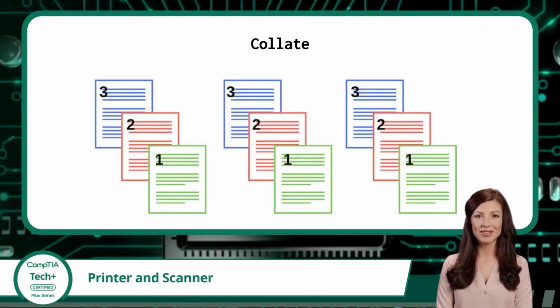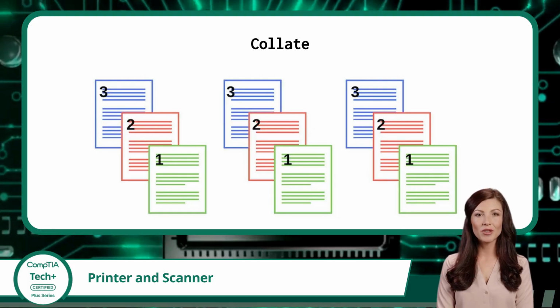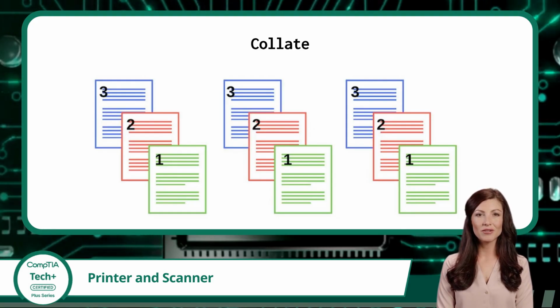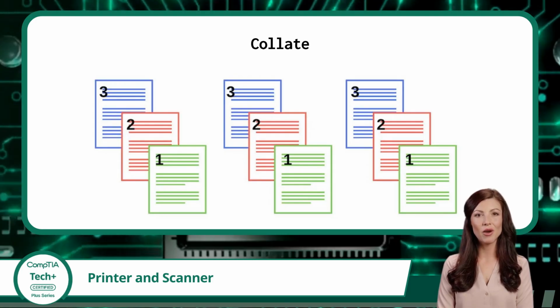Another option you'll often see is collate. When collate is enabled, the printer keeps multi-page documents in the correct page order, copy by copy. So, let's say you're printing 3 copies of a 3-page report. With collate turned on, the printer will print pages 1, 2, and 3 in order for the first copy, then repeat the same for the second and third copies.